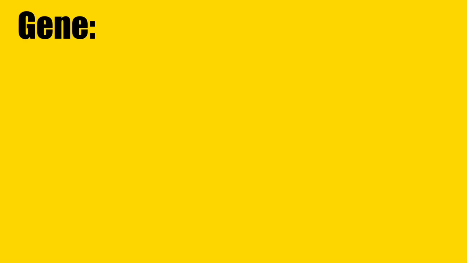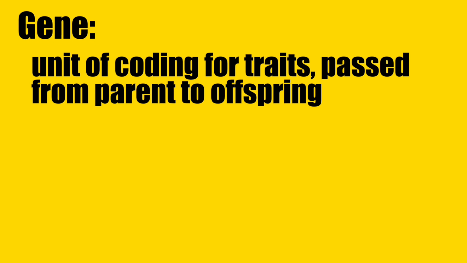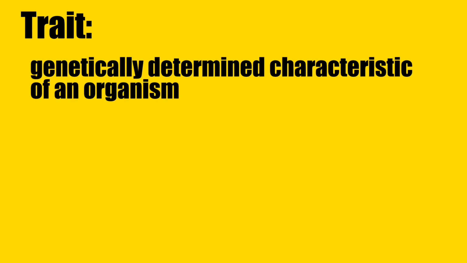Okay, so before I go into Mendelian genetics, these are some important vocabulary words to write down in your notebook. So number 1 would be gene, which is a unit of coding for traits passed down from parent to offspring. Trait, genetically determined characteristic of an organism.